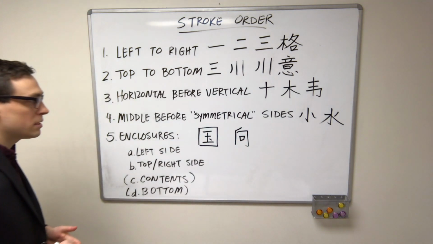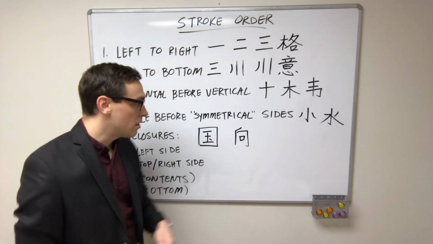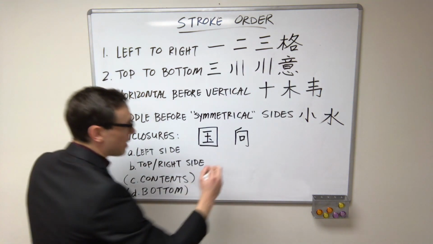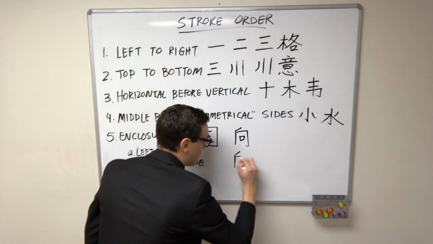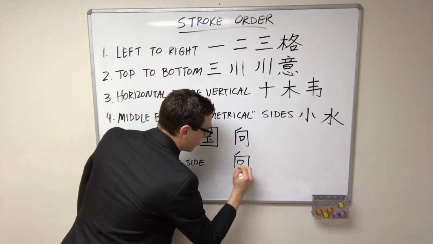This is the character Xiang. In this case, there is no bottom to the enclosure, but this is still an enclosure. We had to do the left side, top and right side before we did the contents.